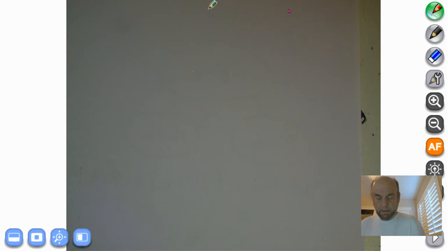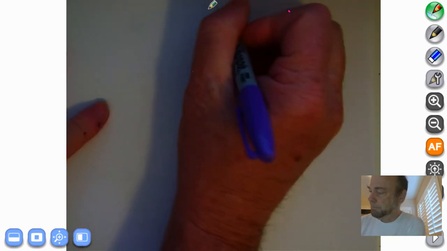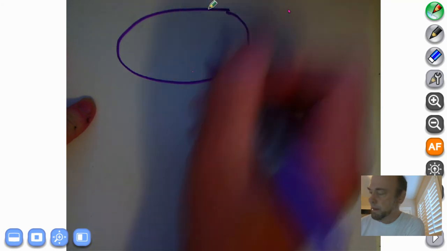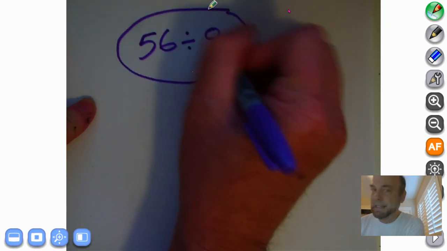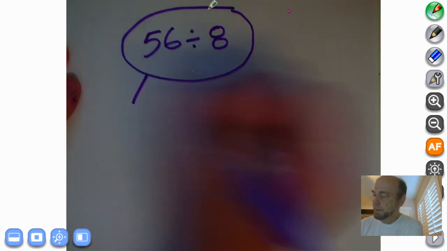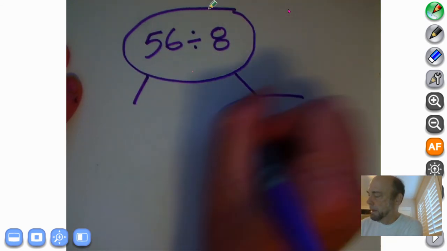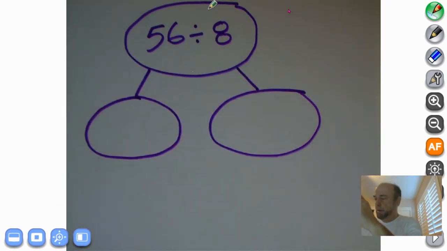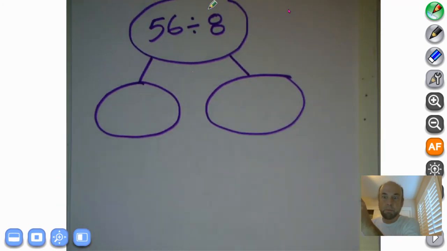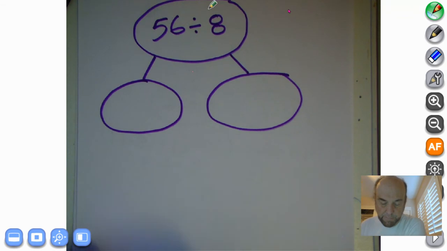We're going to do 56 divided by 8. Let's go ahead and break this up into 2 bonds. My name is Bond, number Bond. Ask your parents why that's funny, to Mr. Lego. Maybe it's not that funny.